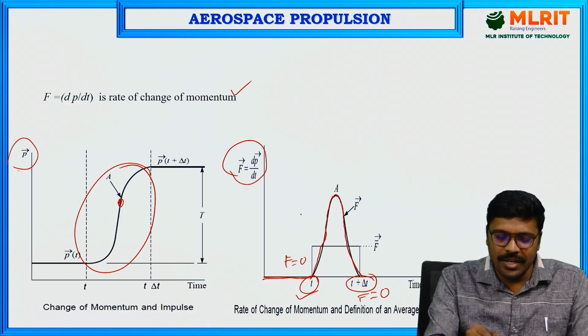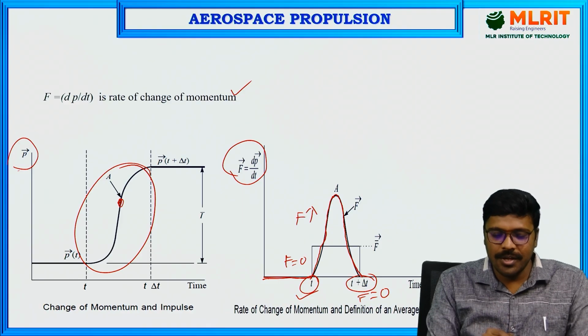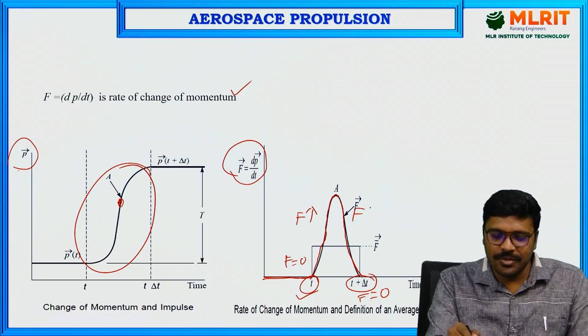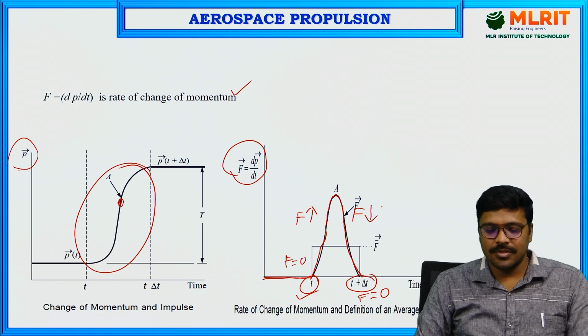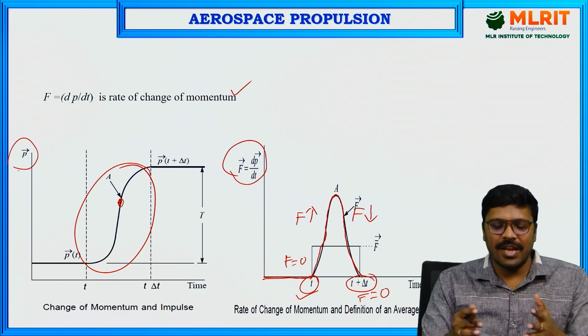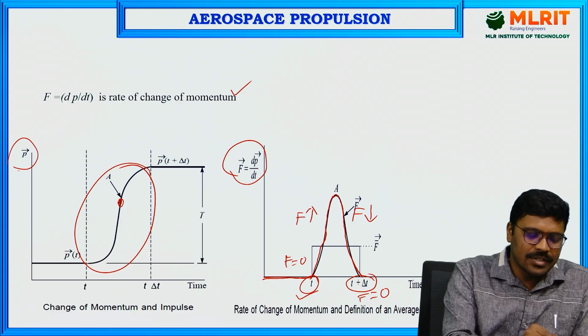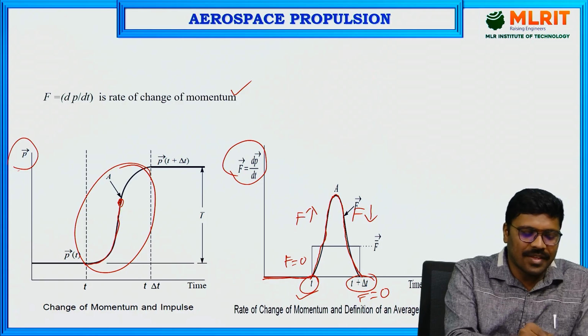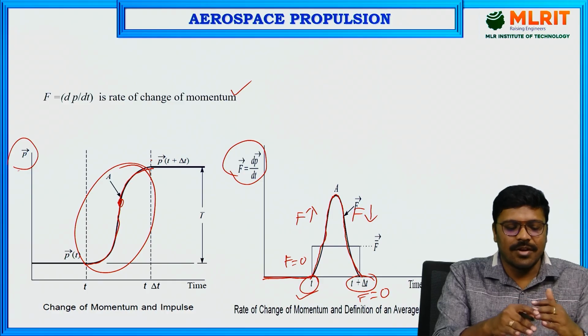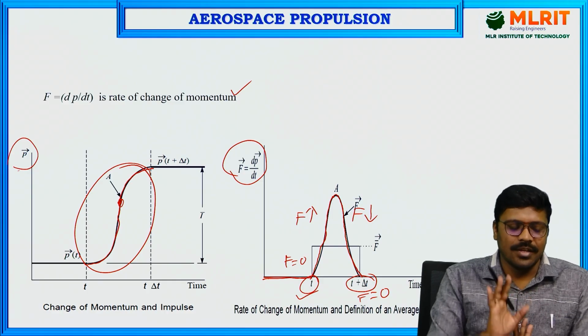We gradually increased the force applied on the body up to some extent, and after point A again we decreased the force applied on the body. Because of that, the velocity of the body is changing. How is the velocity of the body changing? It is slowly increasing. After that, the change in velocity of the body is finally constant.